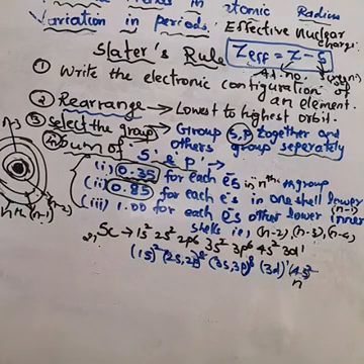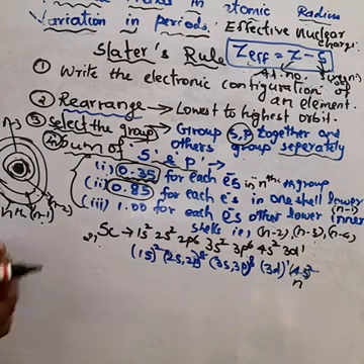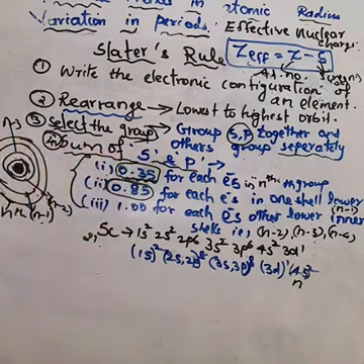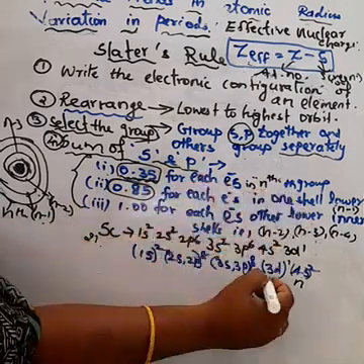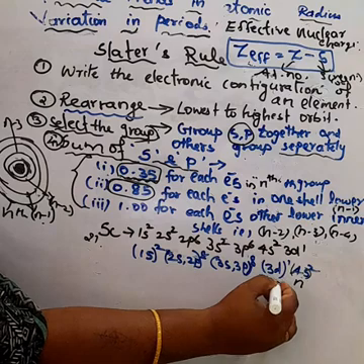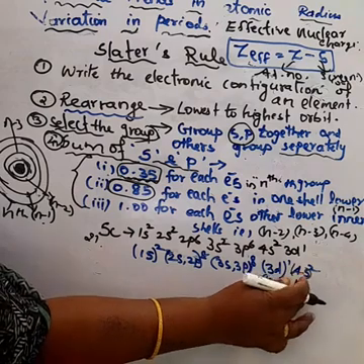Okay, very important. All of you should take notes, then only you can understand. 0.85 for each electron, one shell lower. Now I am taking the last orbit as the nth orbit, that is the 4s orbital.